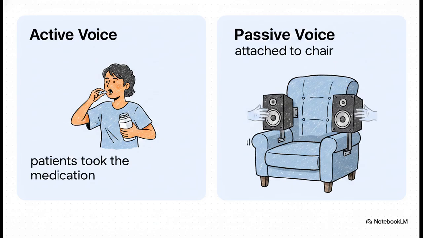But, and this is a big but, passive voice is totally acceptable and even preferred when you want to focus on the recipient of the action rather than the actor. For example, in an experimental setup, the speakers were attached to either side of the chair. It really doesn't matter who attached them. The placement of those speakers is what's actually important for the research.